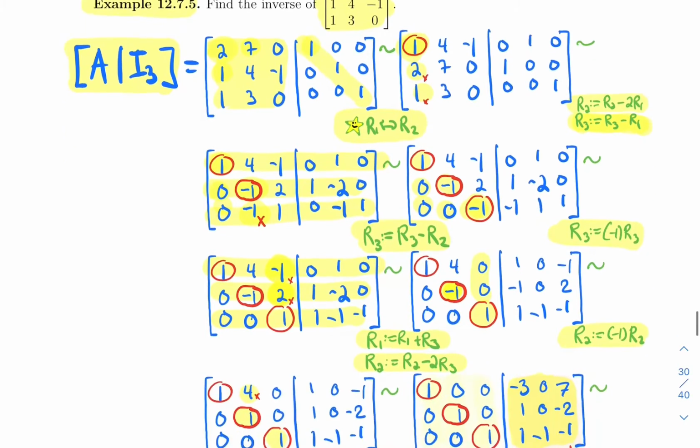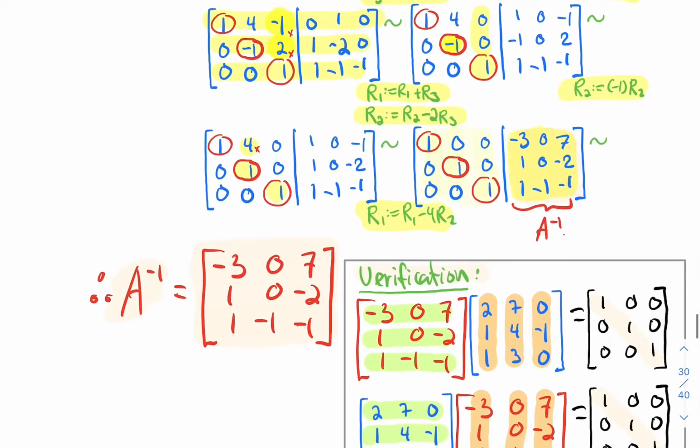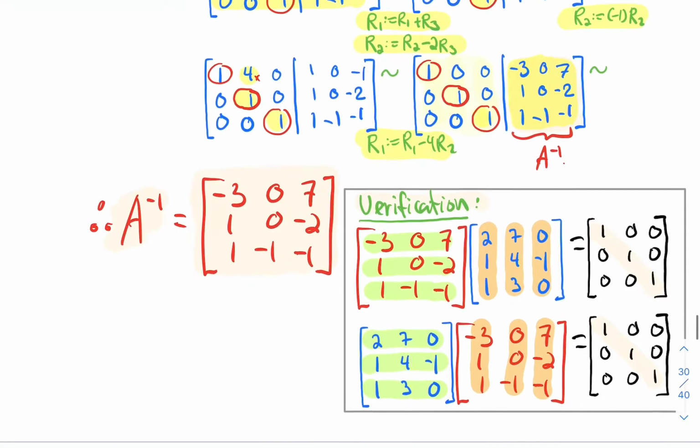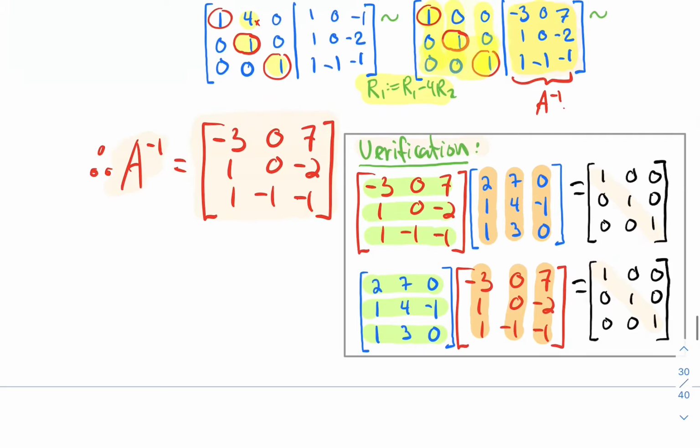You just need to do an elimination for the 4. So row 1 equals row 1 minus 4 times row 2. Voila, it's gone. So I have my 3 pivots. They're alone in their respective column. The left hand side is the identity matrix.